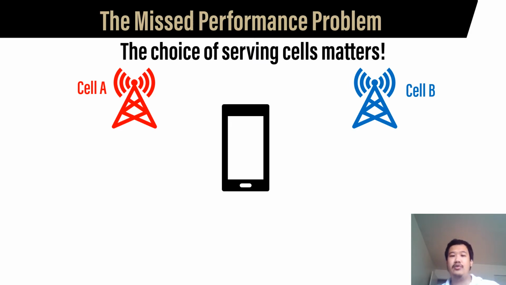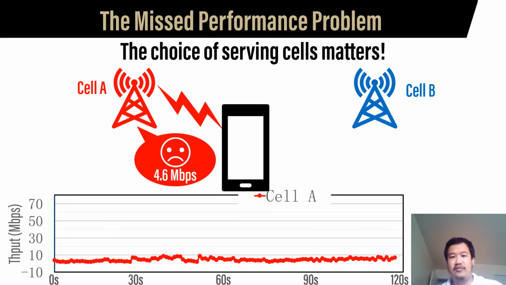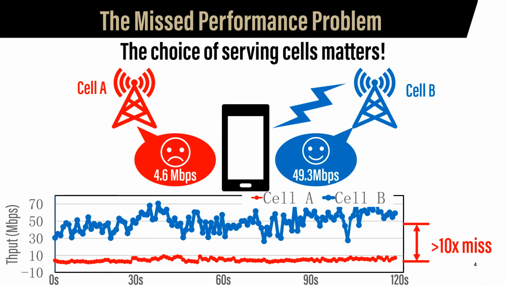Let's explain it using a real-world instance. At one place at Purdue campus, we observed that, by default, the phone was served by cell A and got 4.6 Mbps downlink speed on average. But what if the phone was not served by cell A, but by another cell? We observed that the phone could get 49.3 Mbps immediately if cell B was used. This indicates that at least 10 times data speed is missed. Network capabilities are largely underutilized.